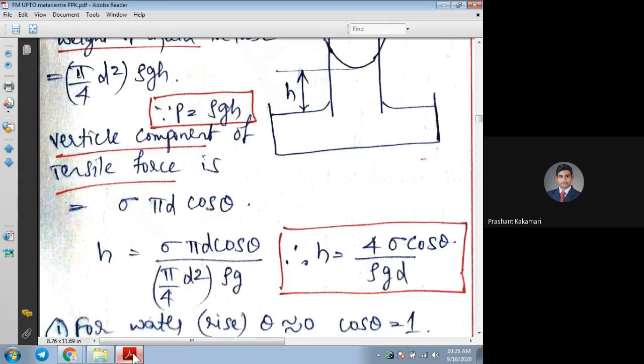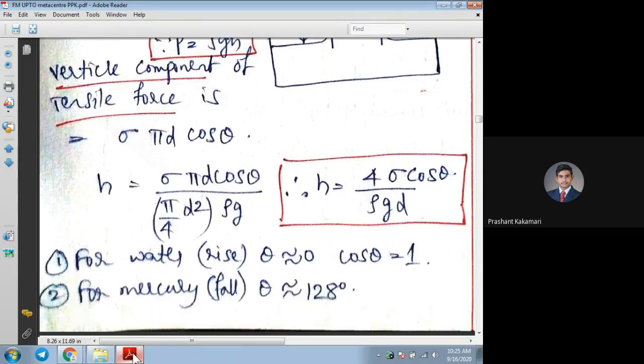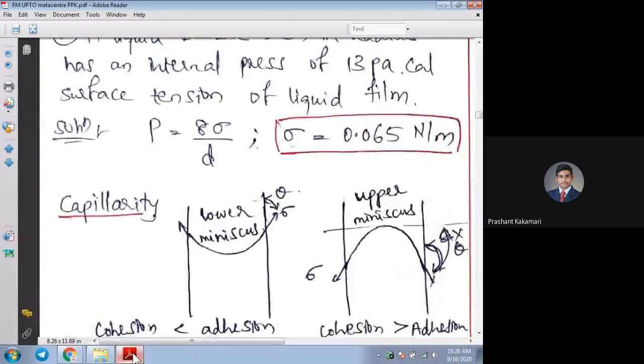Generally, for water the angle is almost zero, so cos theta may be 1. If the water density changes, the surface tension may also change. In such cases we'll consider some theta value and take the actual value of cos theta. For mercury, there will be a fall in the capillary action. That fall I can consider as an obtuse angle with the pipe. So theta we can consider as 128 degrees. That is this obtuse angle.